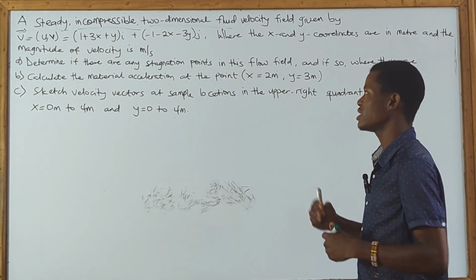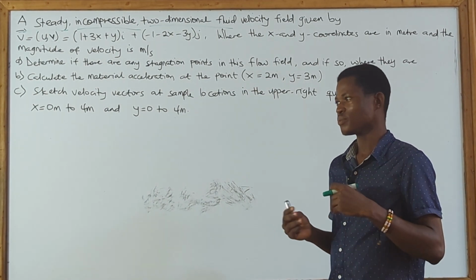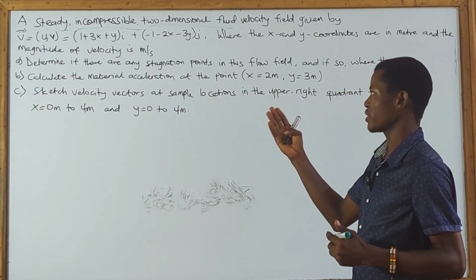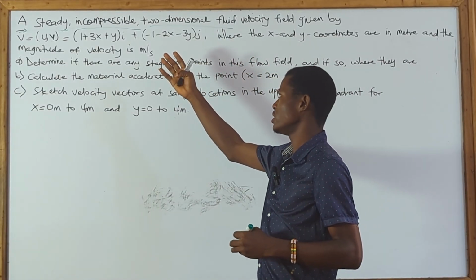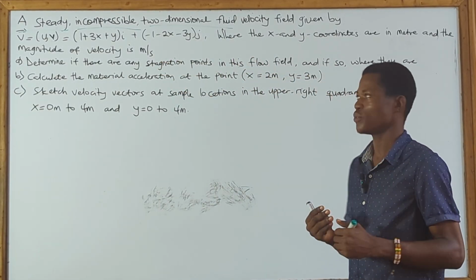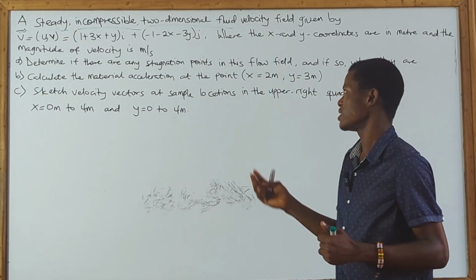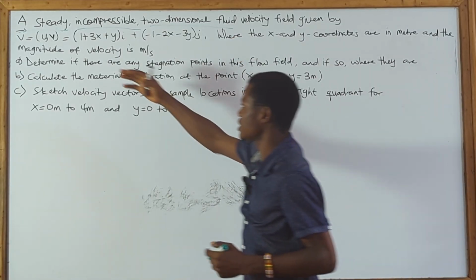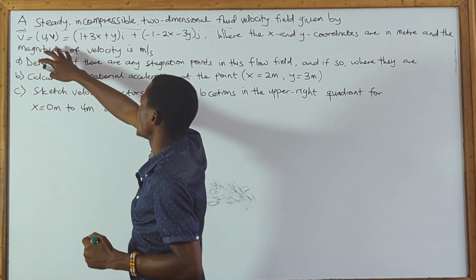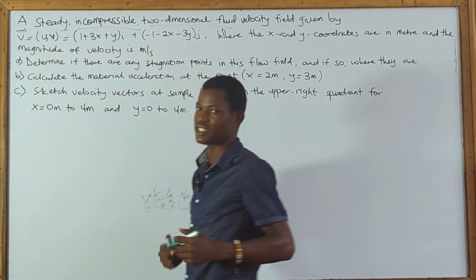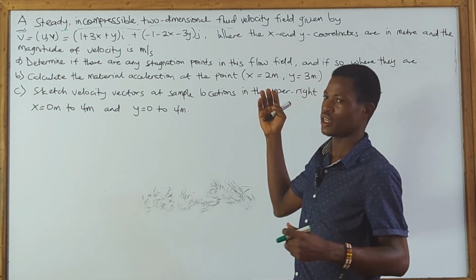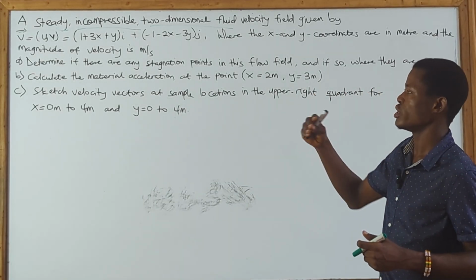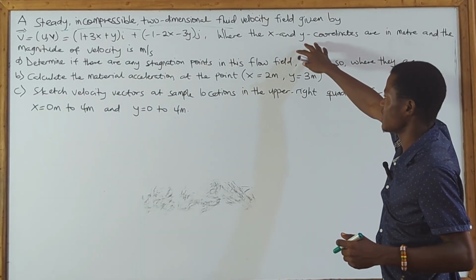Steady state simply means constant time, so it's not a function of time. The incompressible flow means it's not a function of density. And this is a 2D model. So if you look at the next line, the equation given, you can see that u and v represent the x and y axis. It means the z component is going to be equal to 0, so we are just going to make use of the x and y axis as is stated here.